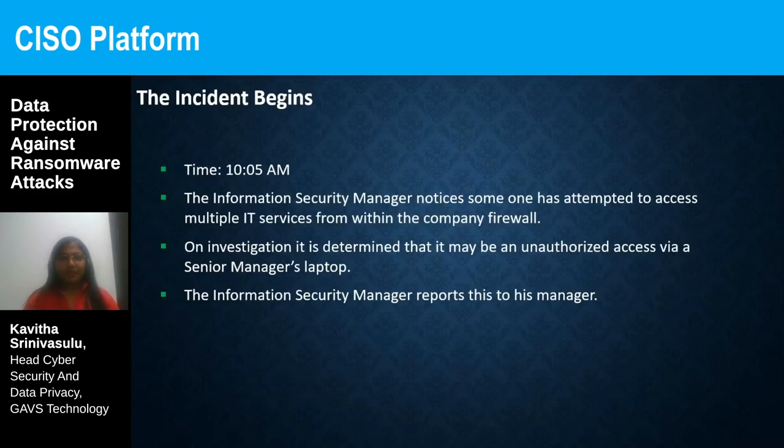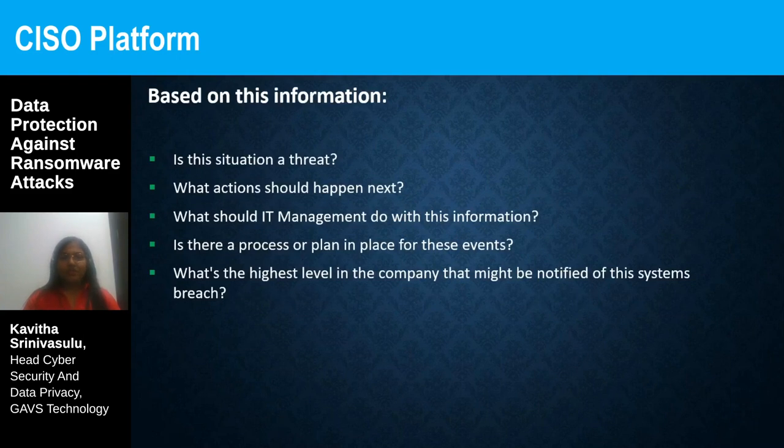Now, here the incident begins. By 10:05 a.m., the information security manager notices someone has attempted to access multiple IT services within the company firewall. When he noticed that, he understood that it is unauthorized access via a senior manager's laptop. Once he identified that, he informed his manager. So this is the situation: he identified unauthorized access across multiple IT services and reported it to his manager. Once this is informed, is this situation a threat? What would be the first thing that comes into our mind?